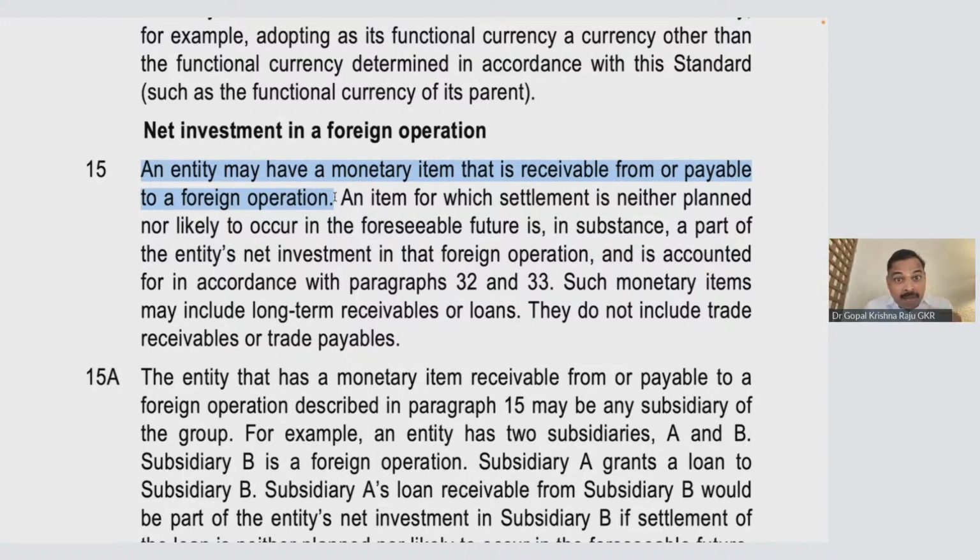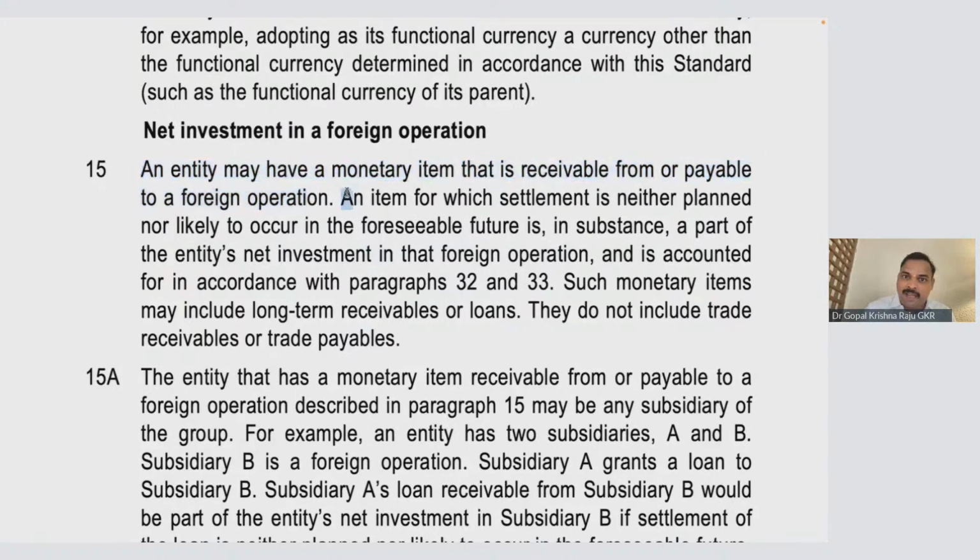An entity may have a monetary item that is receivable or payable. Now, there are two things here. One, what is the monetary item? You would have given a loan to a foreign operation, that is receivable. You would have done a transaction, that is receivable. Is it not a normal business transaction? No. Foreign operation means you have a subsidiary, because that has already been defined. Any subsidiary, associate or joint arrangement is called a foreign operation. So with the foreign operation, you may have an investment, you may also have a monetary item, because you would have given money to them or they would have given money to you. So the entity may have a monetary item.